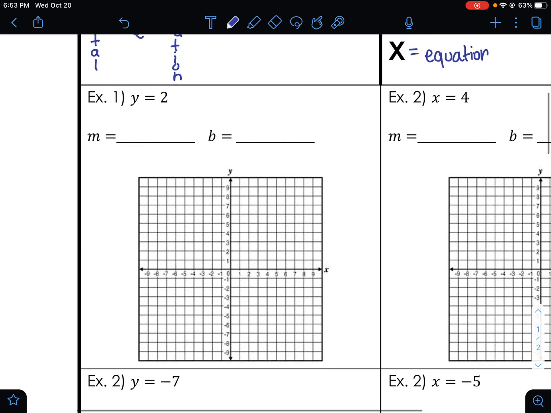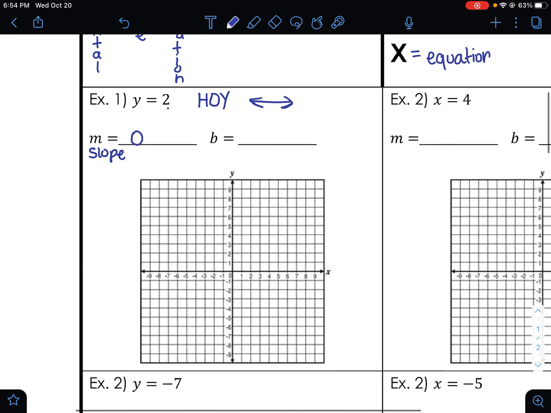So looking at example 1, I have Y equals 2. Notice that the 2 has no X variable, it's just a constant, and it's a Y equals. This tells me that it's a HOI problem from HOI-VUX, okay? And I know it's going to be a horizontal line, so it should be going from left to right, okay? I know my slope, my M, is 0, okay? And it needs to be going through the y-axis at 2.